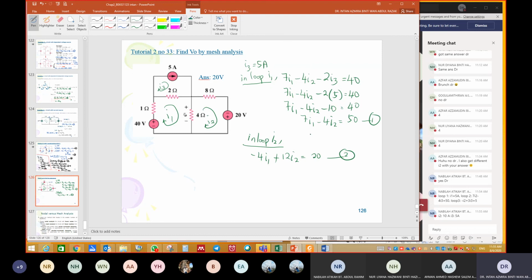Okay, solve these two equations. Okay, so let's say this is your answer. I1 is equal to 10 amps. I2 is equal to 5.